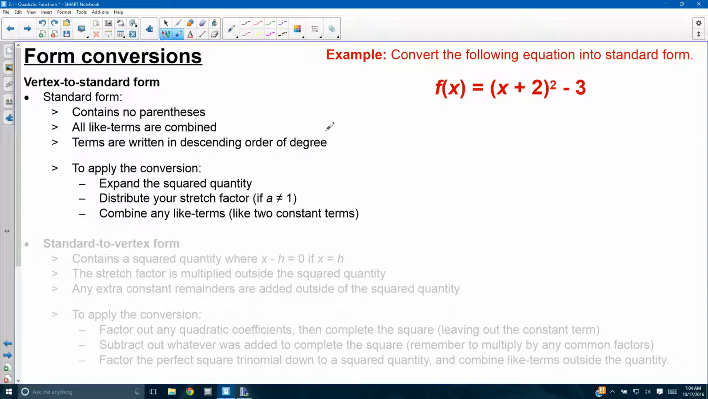Okay, I'm going to go back to these 4 examples here, and I'm going to talk about one other thing that you can do with these. Let's say you were not comfortable with a certain form, and you always had to use the other form. You don't like vertex form, you want standard form. You don't like standard form, you want vertex form. Not a problem.